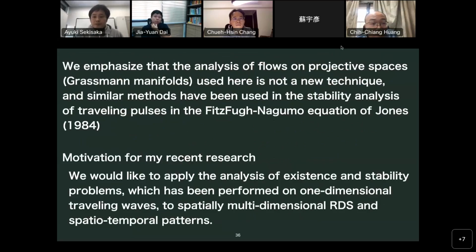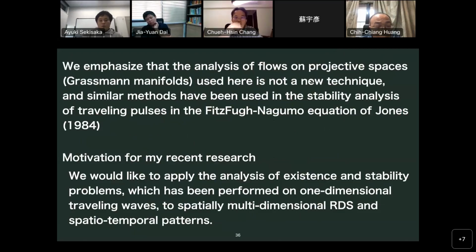Okay, so we emphasize that the analysis of flow on projective spaces, the Grassmannian manifold, used here is not a new technique. Similar methods have been used in the stability and instability analysis of traveling pulses in the FitzHugh-Nagumo equation, shown by Chris Jones in 1984.